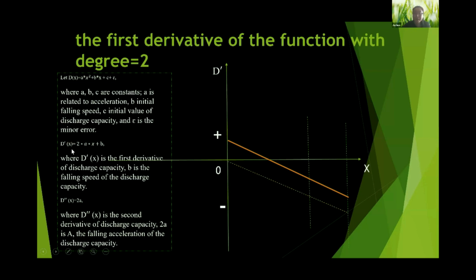And d prime of x is just the initial speed. We can use the first derivative to calculate that. It's not that difficult. And the second derivative, we say double prime, is the acceleration, that is 2 into a. According to the algebra, we can calculate the number of the discharge capacity. And then I will show you how we can measure the number of discharge capacity according to the geometric area.